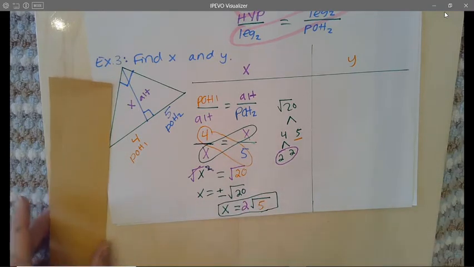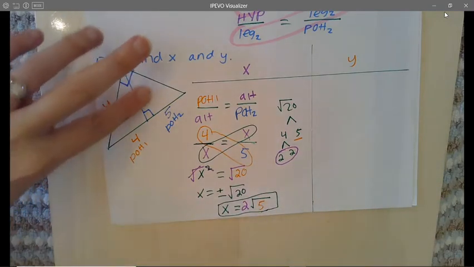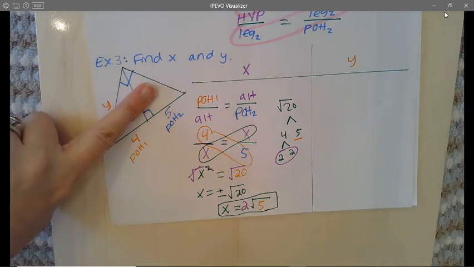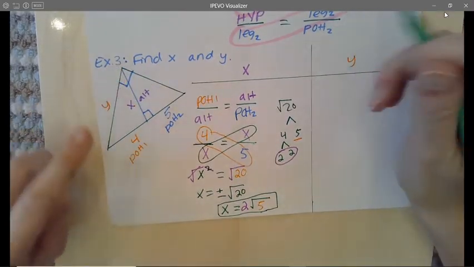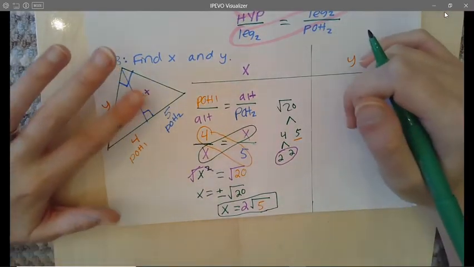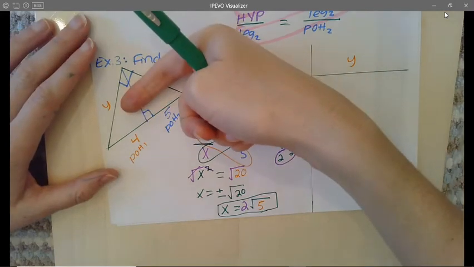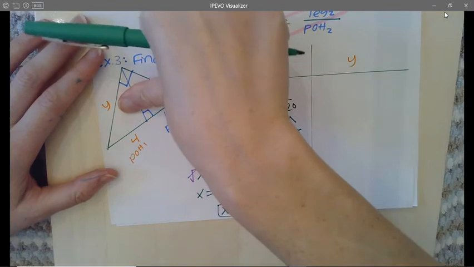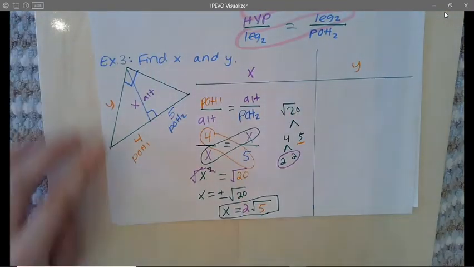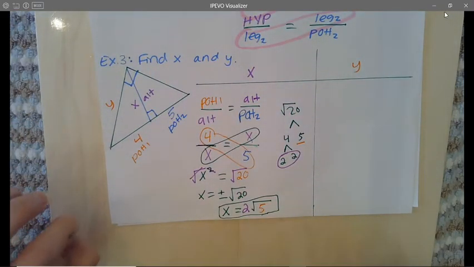Okay, so in this problem, we're now not going to look at x. So just pretend when we're solving for y over here, sorry, I have this little piece of paper in my hand. Sorry, guys. Okay, so when we solve for y, I'm going to act like this x is not here, which I don't really have anything to cover up the x with. So just pretend like that's not there. I'm ignoring that.